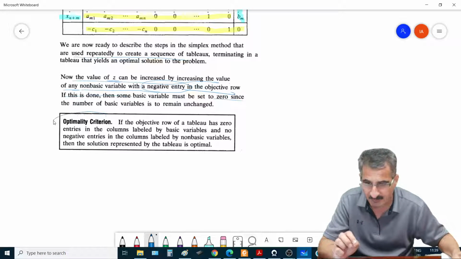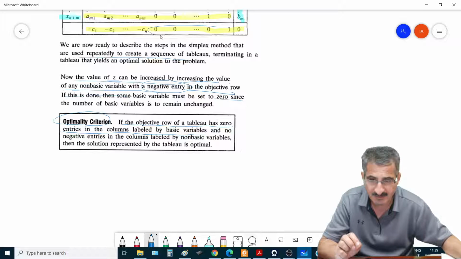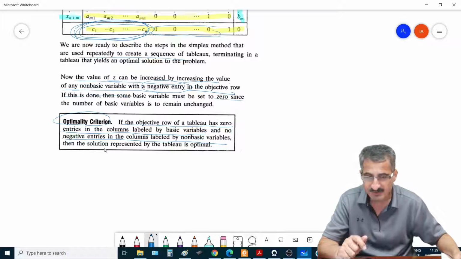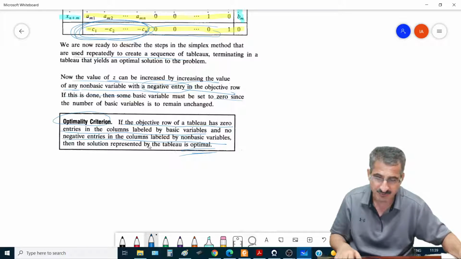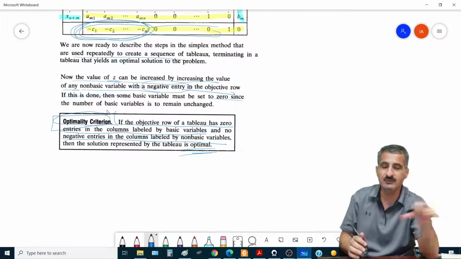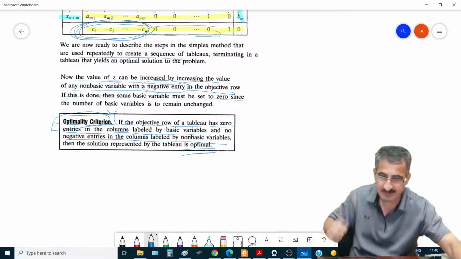Okay, so the optimality criterion says: if the objective row of the tableau has zero entries in the columns labeled by basic variables, and no negative entries in the columns labeled by non-basic variables, meaning they are all positive, then we have reached the optimal solution. This is the optimality criterion. Simply put, it says there should be no negative entries at the bottom.